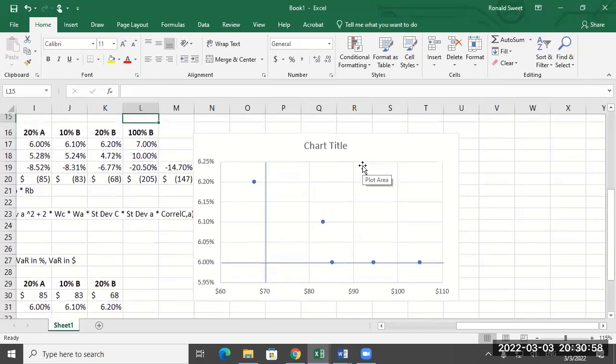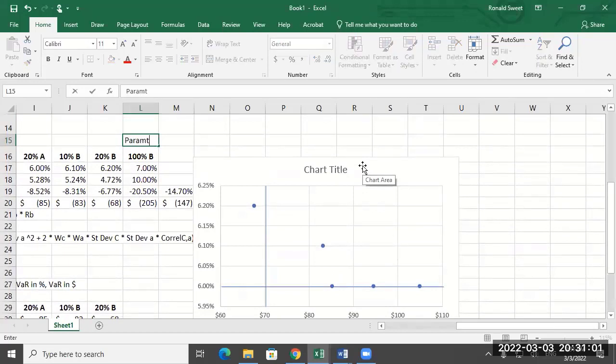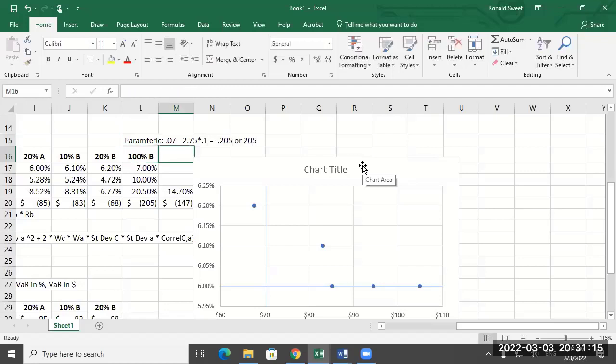All right, so this is a parametric, which just says, hey, take your expected return 0.07 minus 2.75 times 0.1. That equals minus 0.205 or 205 VAR. The simulation runs 10,000 simulations, and you look at the 30th one from the end. That was a loss of 14.7. It gives you a VAR of 147.